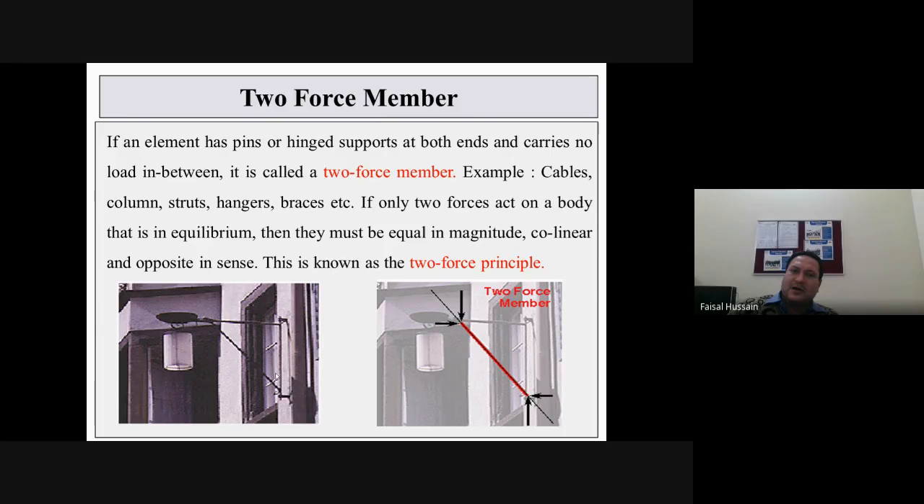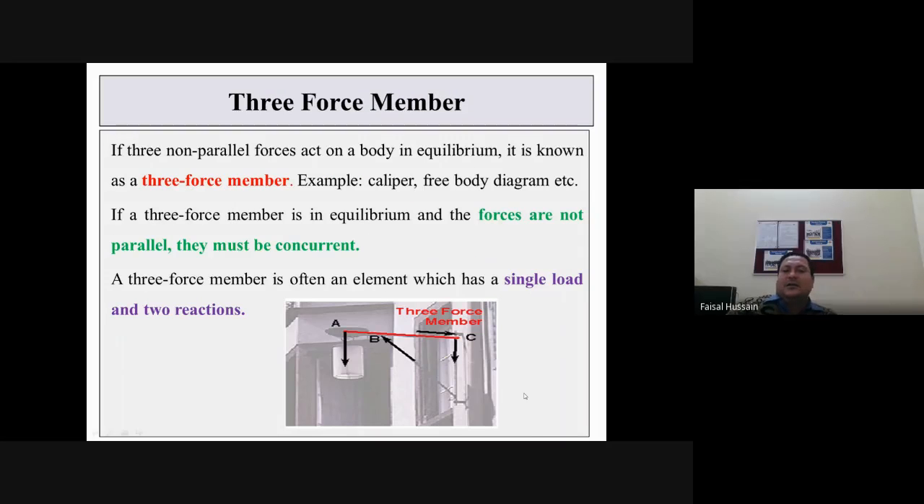The member which is pin jointed, see here, at this end, at this point, at this connection, and at this connection, it is hinged or pin jointed. Between them there is no load, it carries no load in between, then it is known as a two force member. Now what is a three force member?